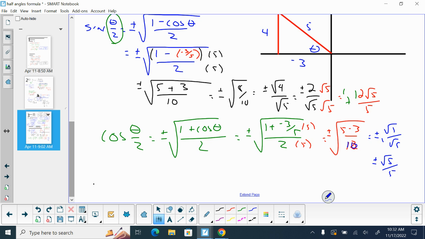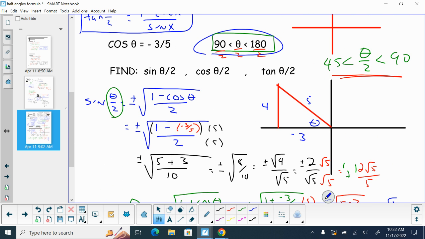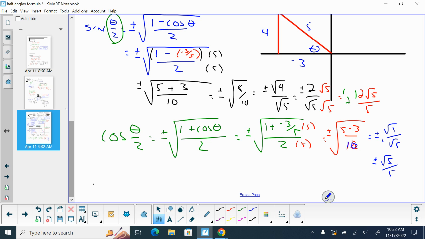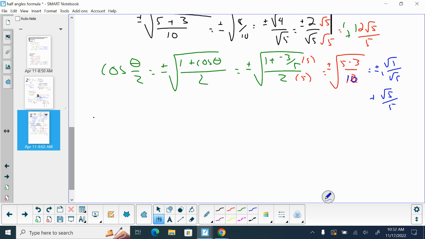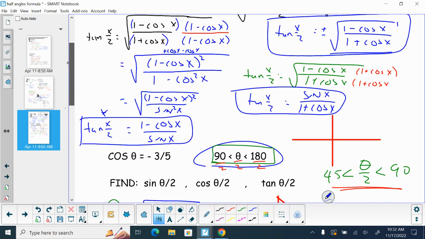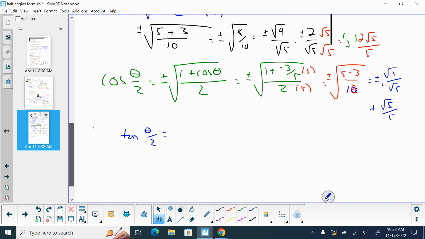And once again, I can take cosine of any angle between 45 and 90. And you'll see, whenever you're dealing with the first quadrant, all your trig values are going to be positive. If I go tangent of theta over 2, once again, it does not matter which one you do. You can utilize either one of these. I'm going to go with the 1 minus cosine of theta divided by sine theta.